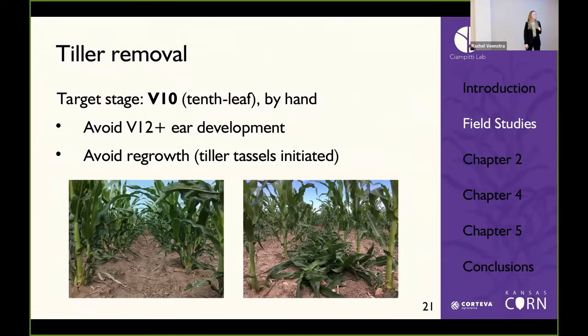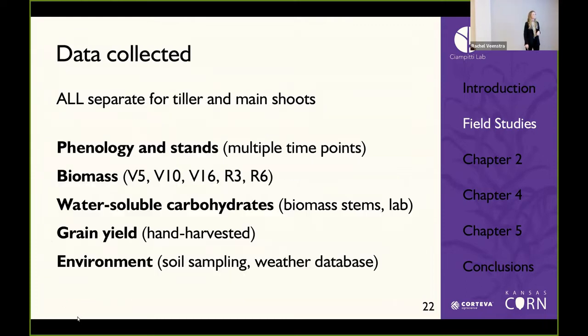The tiller removal was done at stage V10, which is the 10th leaf in corn, and that was done by hand. And the reason we picked V10 was a compromise between avoiding ear development at V12 and on. We didn't want to mess with that as much as possible. And then avoiding regrowth of those tillers, because at V10, if tillers were present, the tassels on those tillers will have initiated. So breaking the growing point off of those tillers means that they weren't going to grow back. Because as you'll see in our map in a minute, going to all of our sites to make sure we didn't have more tillers wasn't going to be an option.